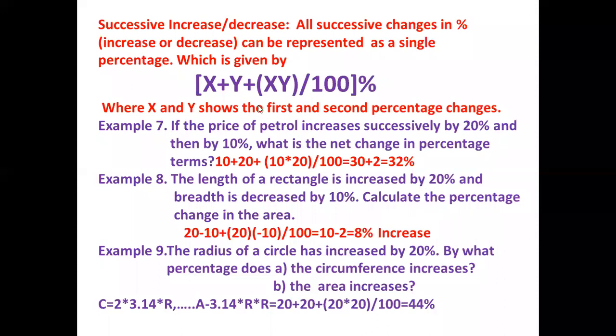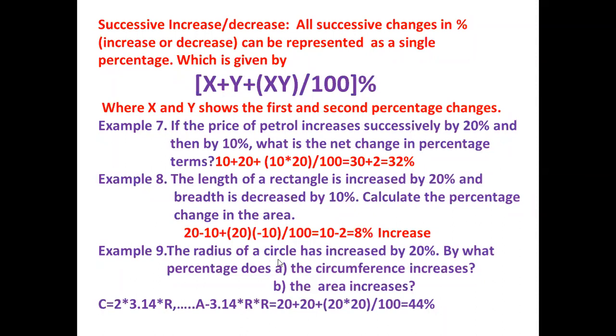If it is increasing, take x as positive. If it is decreasing, take x as minus. So 10 plus 20 into minus 10 by 100. You solve it, you're getting 8%. If you're getting answer 8% positive, it is an increase.